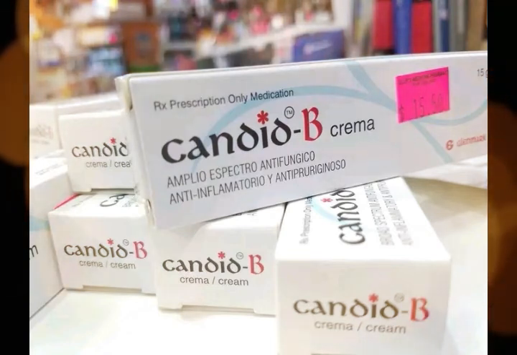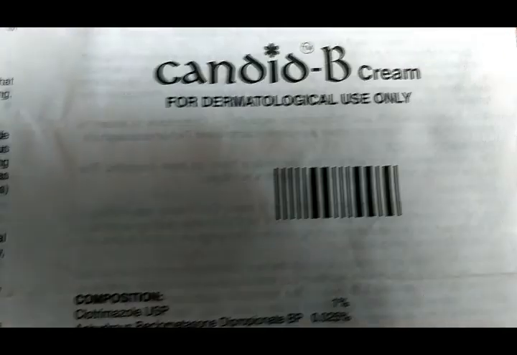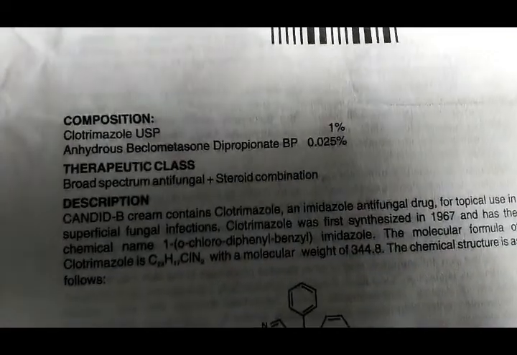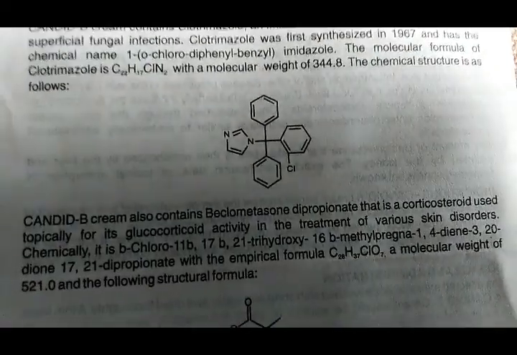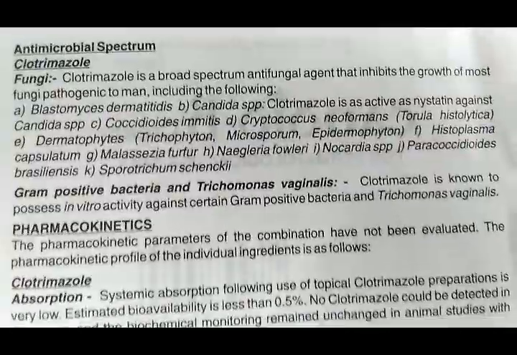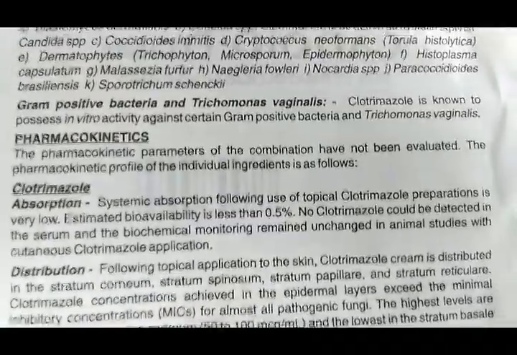Candid-B cream also contains beclomethasone dipropionate, a corticosteroid used topically for its glucocorticoid activity in the treatment of various skin disorders. Chemically, it is 9-chloro-11β,17,21-trihydroxy-16β-methylpregna-1,4-diene-3,20-dione 17,21-dipropionate, with the empirical formula and a molecular weight of 521.0 and the following structural formula.